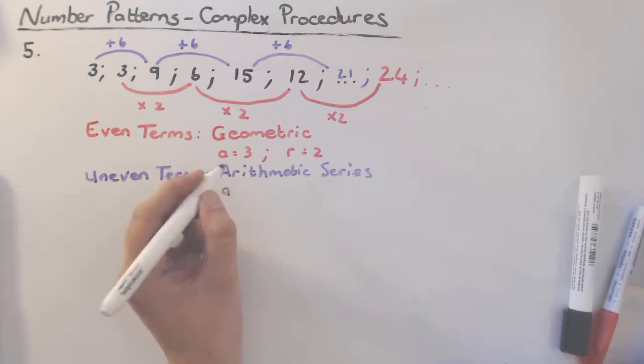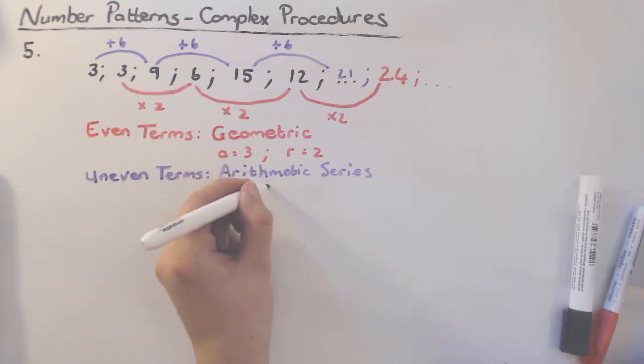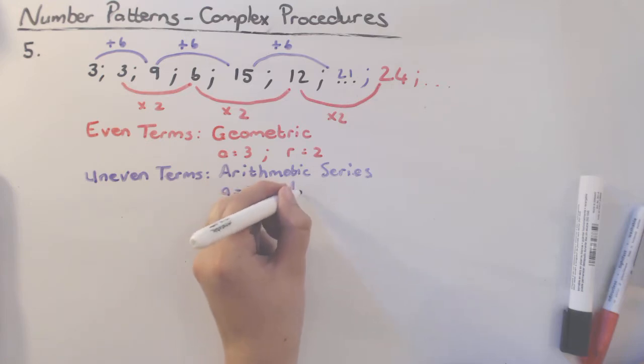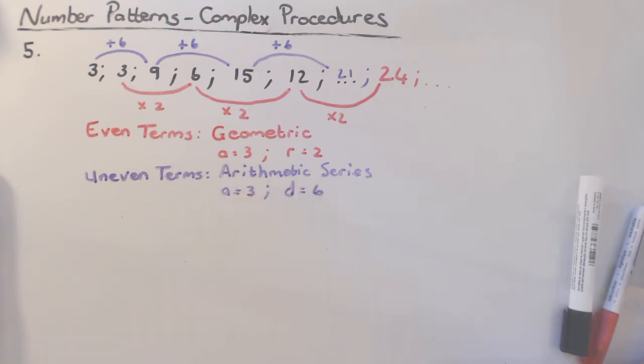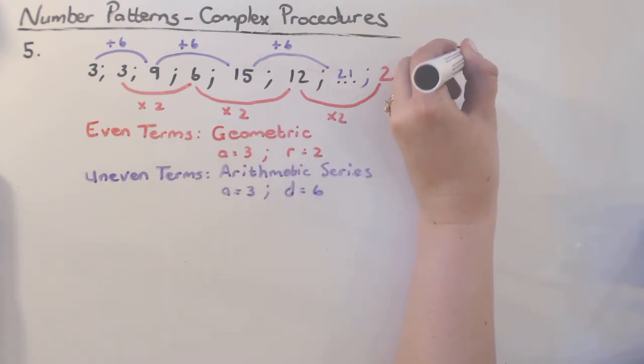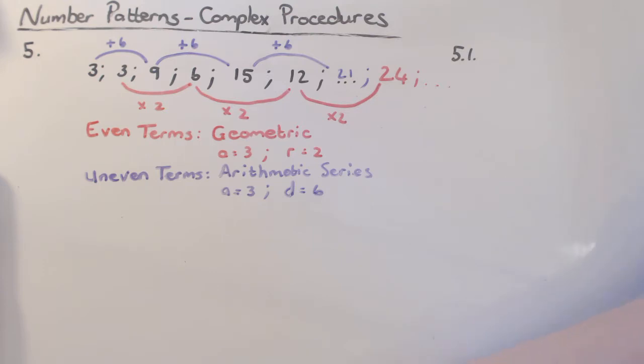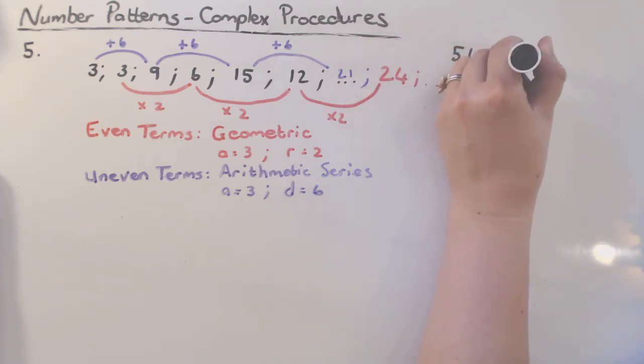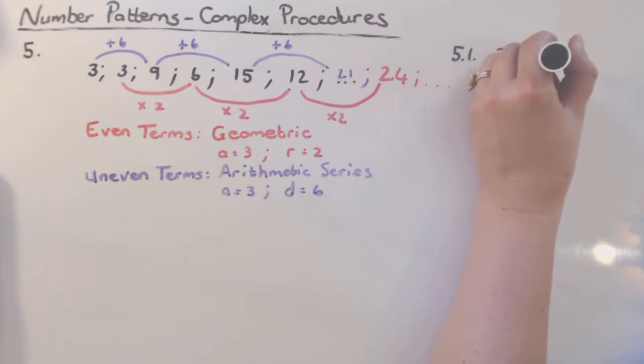With my first term also 3 and my common difference 6. So this is what's happening there. Right, now I can look at the questions quickly. The first question is for 2 marks, 5.1, and says write down the next 2 terms in this sequence. Okay, now I've already written them down there, but you can just write them there, 21, 24.